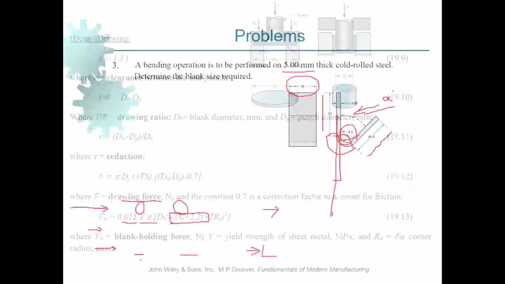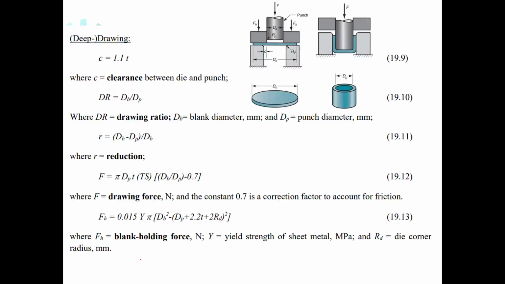a V bending die. Let's take a look at the equations for drawing or deep drawing operation when we are actually converting a disc shape sheet metal part, just like that one, into a shell, something like that.